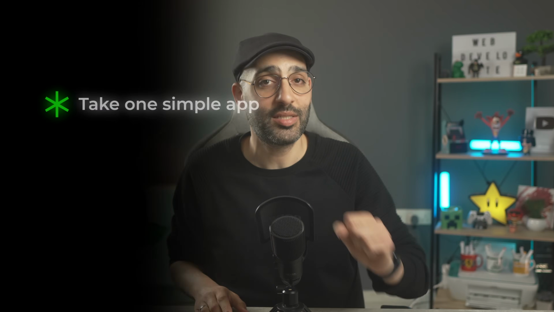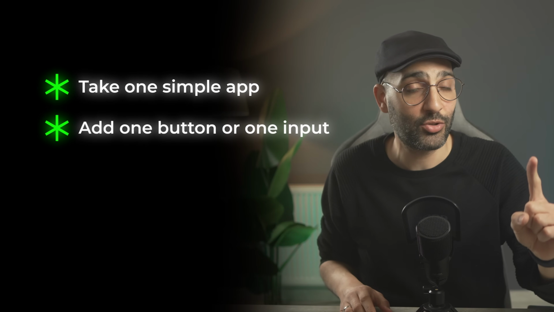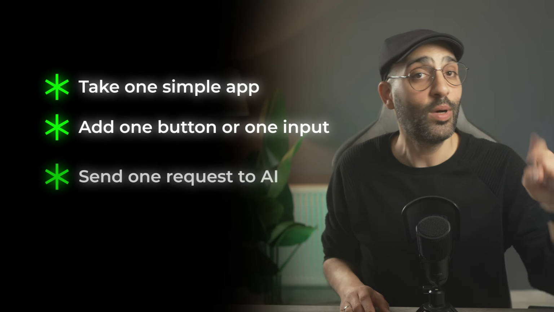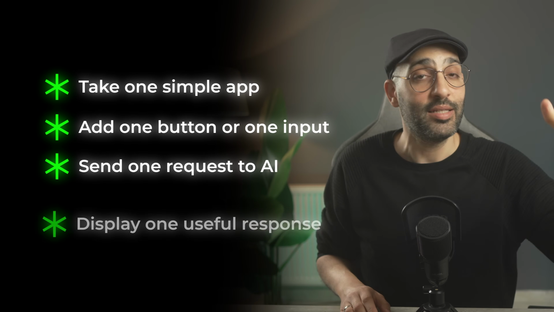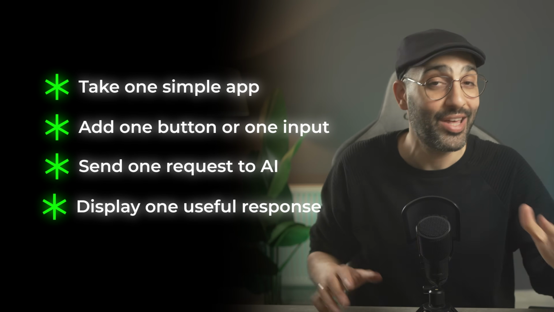So here's your tiny challenge for this week. Take one simple application, add one button or one input, send one request to AI, display one useful response. That's it. Don't build a giant system, and please don't overthink it. Just prove to yourself that you can make one small AI feature work. Because once you do that, AI stops feeling like this mysterious thing that only experts can touch.